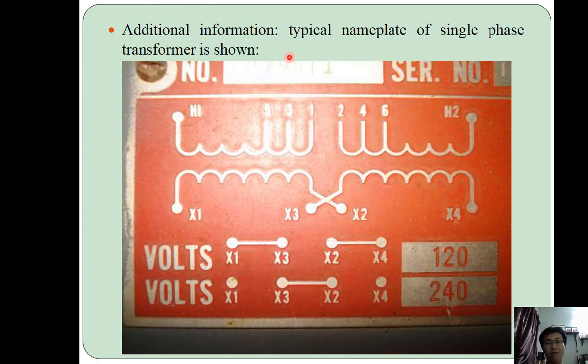So additional information for the typical nameplate of a single phase transformer. This is single phase. We have H1, H2, we have X1, X4. Then this is additional one. Okay, so if let's say we tap X1, X3 or X2, X4, it is 120. If we connect X1, X3 together, and also X2, X4 together, it becomes 120 volt. And then if we connect X3 and X4, it becomes 240. Okay.